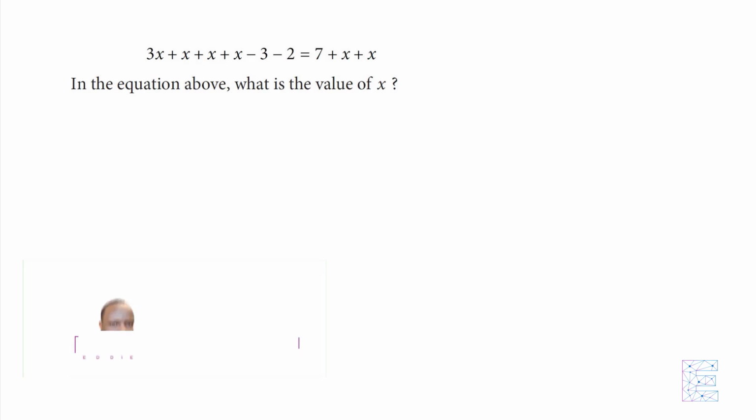In the equation above, what is the value of x? This is a classic two-step equation where we just combine like terms on the left. So 3x plus x plus x plus x, these over here end up being 6x. And then we have the negative 3 minus 2, which becomes minus 5, equals 7 plus 2x, because x plus x is 2x on the right side.